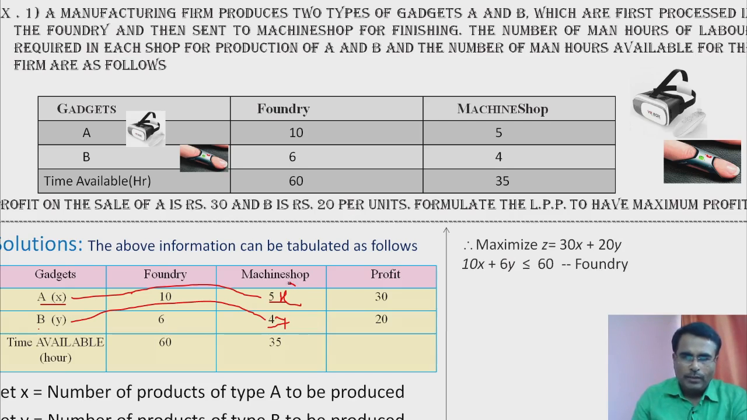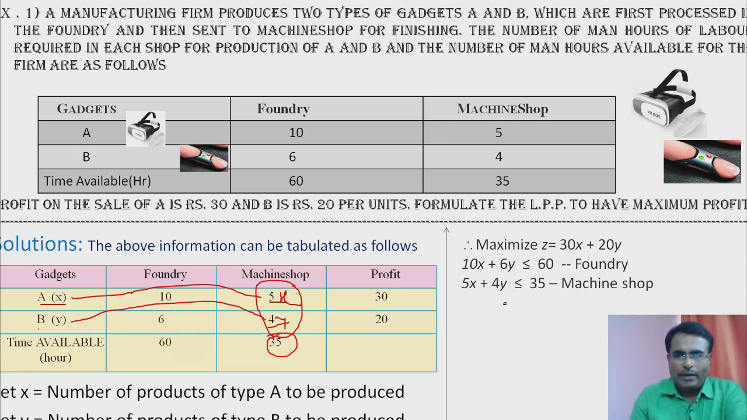So the total time taken on the machine shop by the two products is equal to 5x plus 4y. The maximum time availability of the machine shop is 35 hours. So this time utilized, 5x plus 4y, should be less than or equal to 35. Hence, you will observe that the machine shop constraint is 5x plus 4y less than or equal to 35.